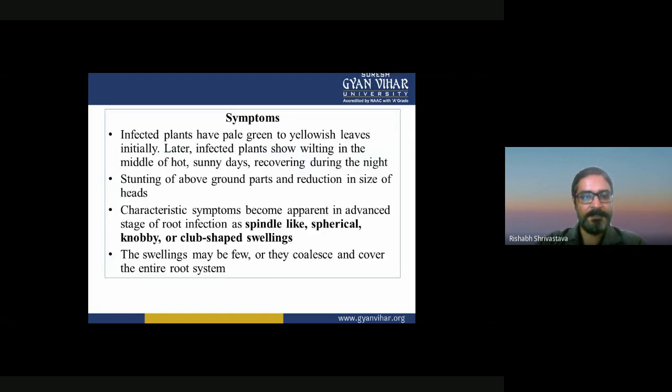Symptoms: infected plants have pale green to yellowish leaves initially; later, infected plants show wilting in the middle of hot, sunny days, recovering during the night. Stunting of above-ground parts and reduction in size of heads. Characteristic symptoms become apparent in advanced stages of root infection as spindle-like, spherical, knobby, or club-shaped swellings. The swellings may be few, or they coalesce and cover the entire root system.